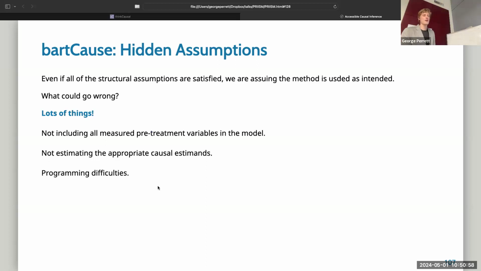But it turns out a lot of things could go wrong. So we've seen a lot of people not including all of the measured pretreatment variables in the model, not estimating the appropriate causal estimand, and also just dealing with programming difficulties. You need to have the ability to learn how to use new packages in R, which is not always straightforward. Documentation is generally not great. There's not a lot of resources out there to learn new skills in this space.